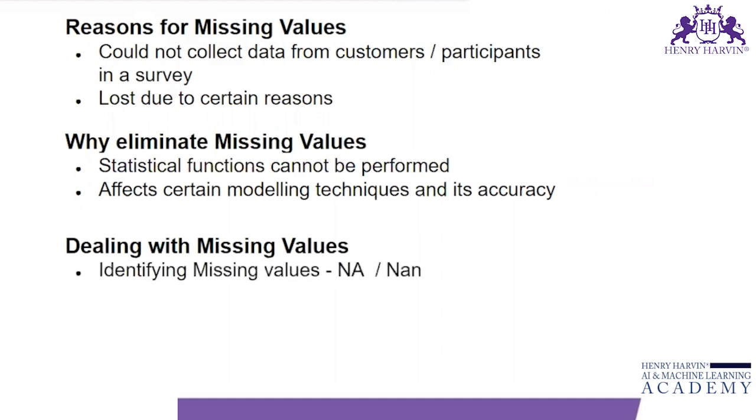Now, how to deal with missing values when you have a very large data set? You should identify missing values first. Missing values can be in the form of NA, it can be in the form of NaN, or sometimes there can be garbage values.